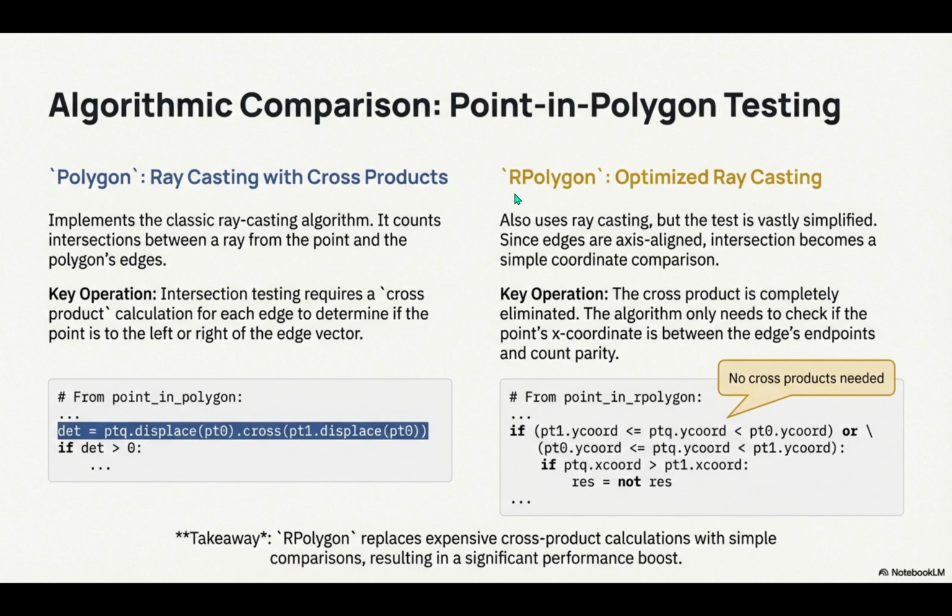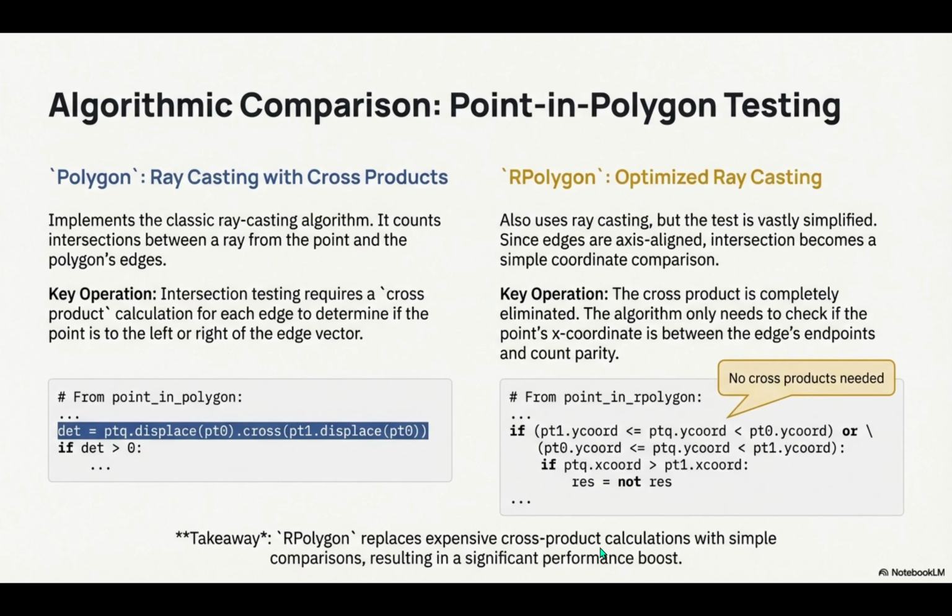It's eliminated entirely. Since all the edges are axis aligned, you don't need a cross product. You just need simple, lightning-fast coordinate comparisons. So it's just, is the point's x value greater than this boundary and less than that boundary? Exactly. It's reduced to a series of bounding box checks. The constant speed up here is just enormous. That makes so much sense. The complexity of the operation scales directly with the complexity of the shape you allow.